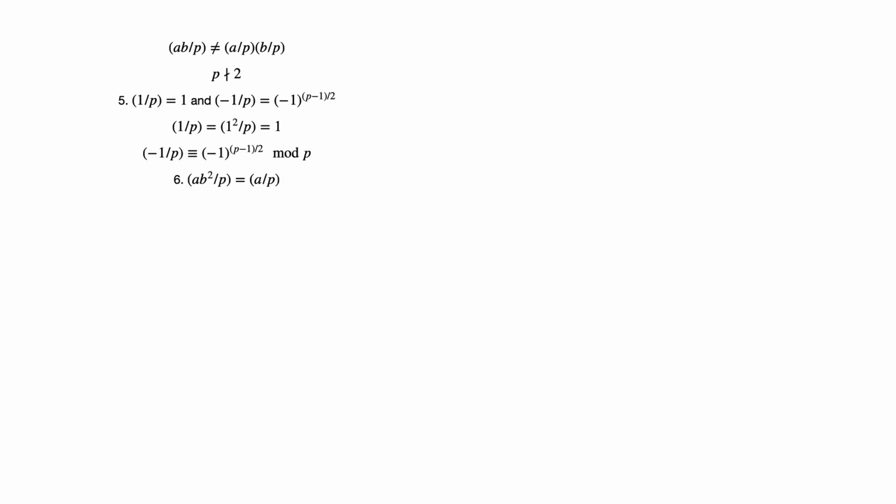6. (ab squared/p) equals (a/p). Here we just fall back on statements 2 and 4. First applying 4, we have that (ab squared/p) equals (a/p) times (b squared/p). But (b squared/p) equals 1, so that (ab squared/p) equals (a/p).